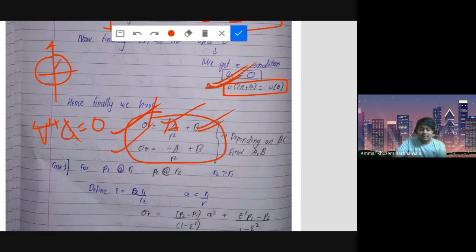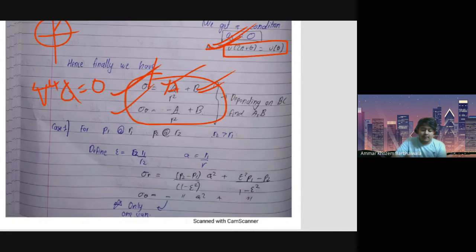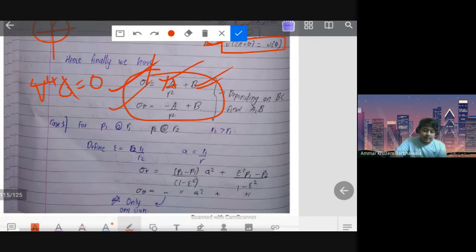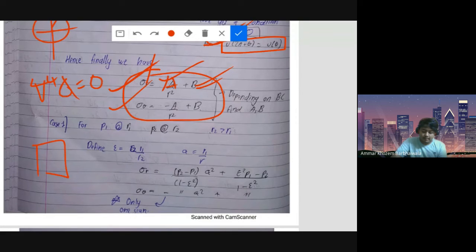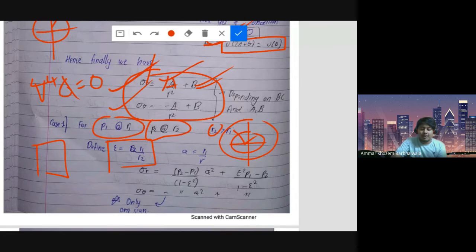Let us assume that there is a concentric annular cylinder with a hole. There are two radii, r1 and r2, where obviously r2 is greater than r1. There is a pressure p2 at r2 and a pressure p1 at r1. We can put these conditions inside this, and we have the sigma r and sigma theta boundary conditions. By putting this we find a and b.